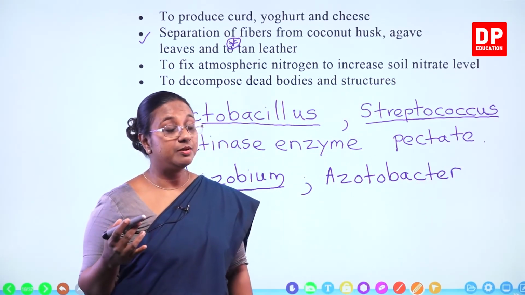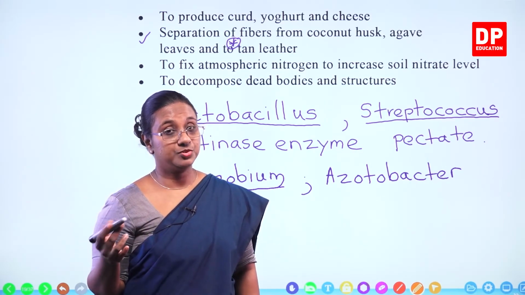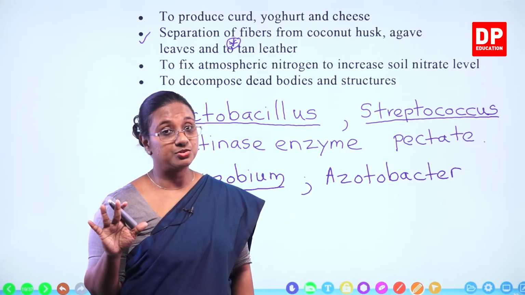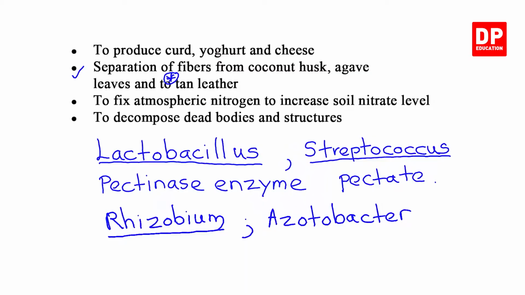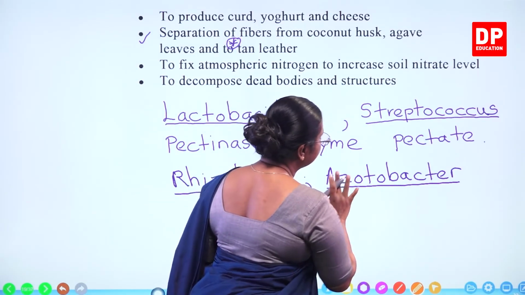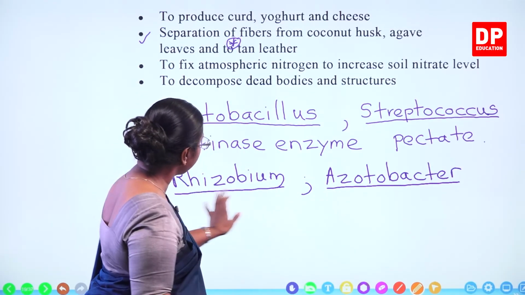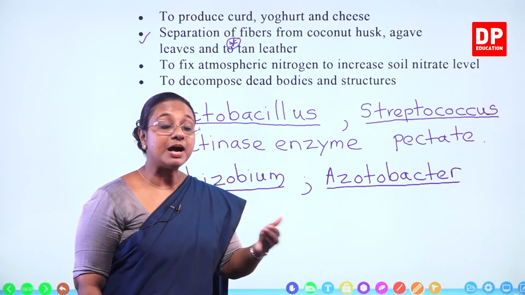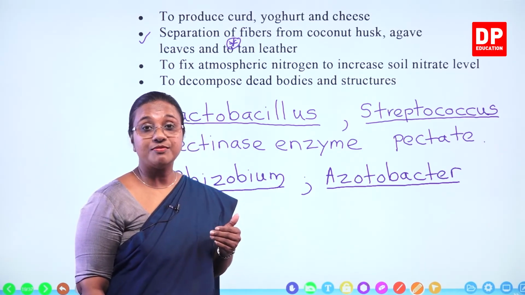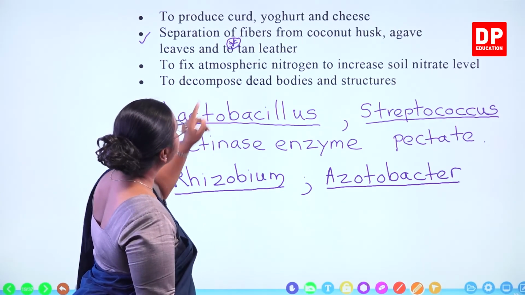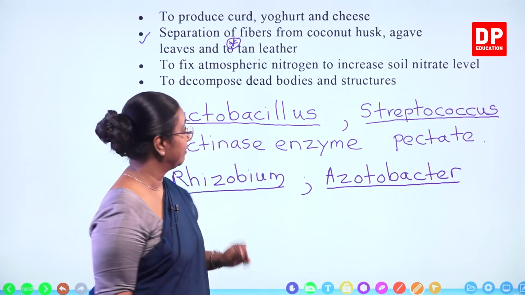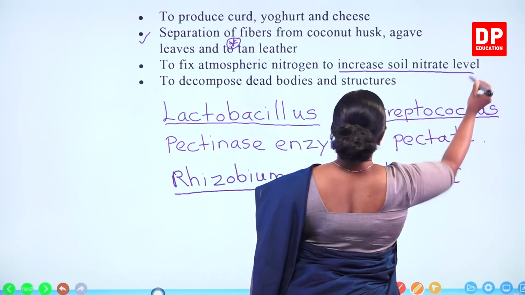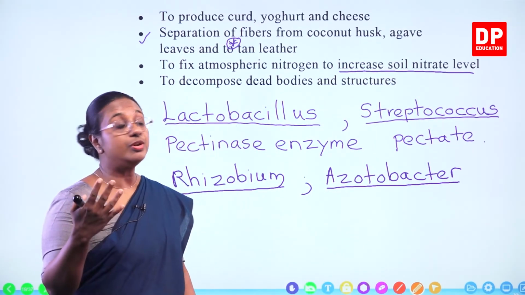Azotobacter is different from Acetobacter. So you all have to remember that, students. Azotobacter, that is a free living bacteria. Here also we have to underline. Rhizobium is a symbiotic. It lives in the root nodules of legume plants. They both fix atmospheric nitrogen to increase soil nitrate level. So to increase soil nitrate level, that is a useful effect.